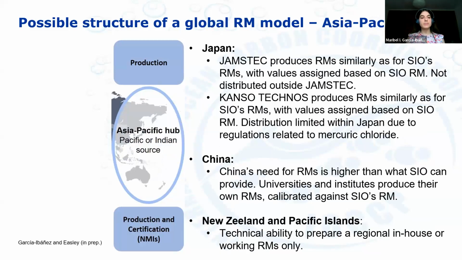And finally, for the Asia-Pacific Hub, we know that both Japan and China are producing in-house or working reference materials, all based on the production of Scripps reference materials, and their values are assigned also based on the values of the Scripps reference materials. So again, they are depending on the supply from the United States, but they have the capability to at least provide for their own countries. In the case of New Zealand and the Pacific Islands, they only have the technical ability to prepare regional in-house or working reference materials, not to establish a hub there.